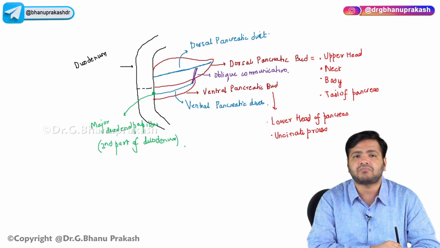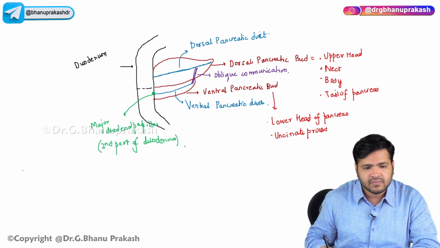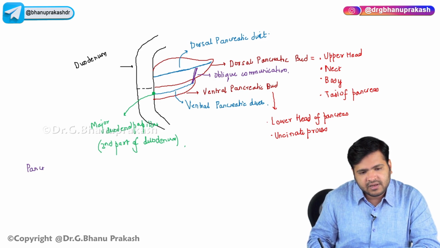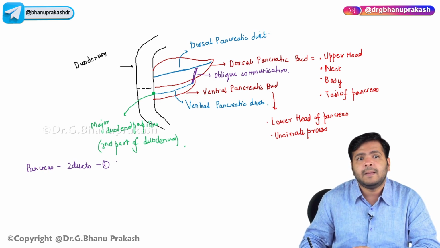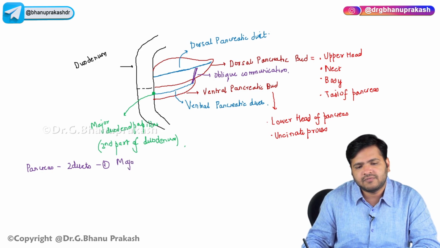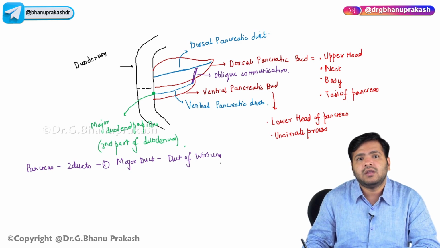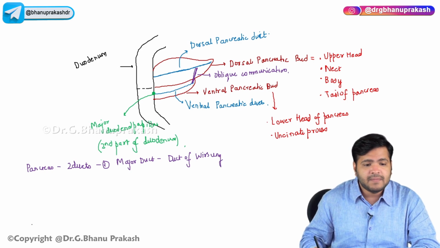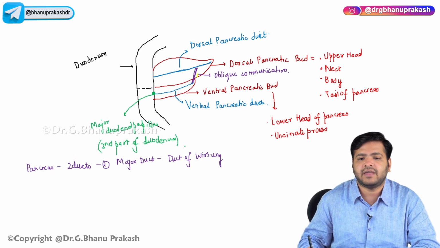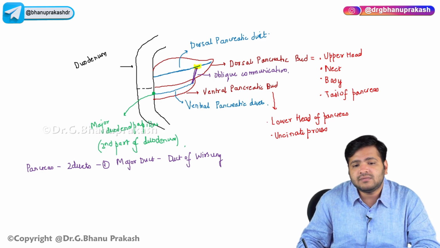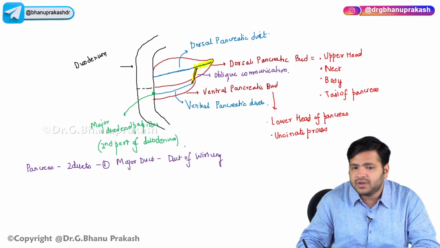Now, remember that the pancreas basically has two ducts. The first one is the major duct, the major duct of the pancreas, which is called the duct of Wirsung. Just see the highlighter I am showing you. The duct of Wirsung is made from the distal part of the dorsal pancreatic duct, the oblique communication, and the entire ventral pancreatic duct.